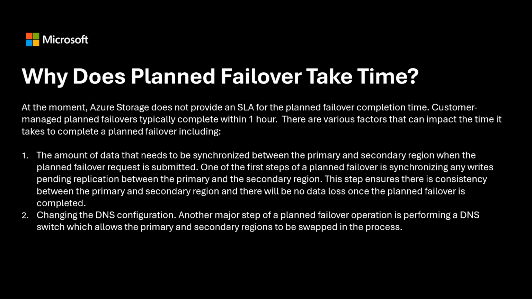One of the first steps of the planned failover is synchronizing any writes pending replication between the primary and the secondary region. This step ensures that there's consistency between the primary and the secondary region, and is how we ensure that there is no data loss once the planned failover is completed. Another major step in the planned failover operation is changing the DNS configuration. By changing the DNS configuration, this is what allows us to swap the primary and secondary region of your storage account.